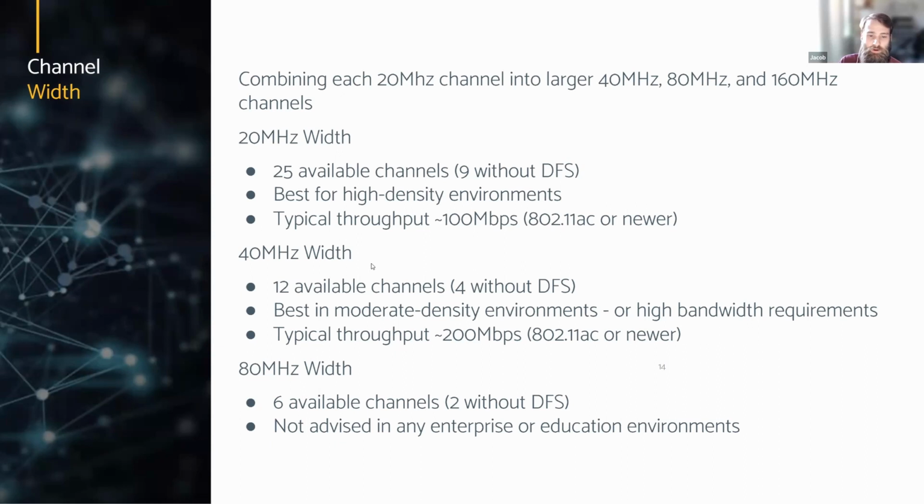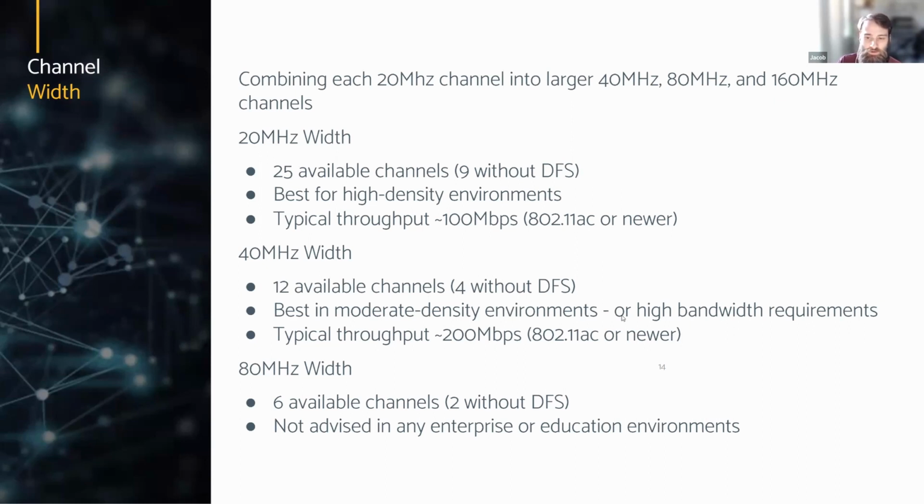All right, 40 megahertz. Now we're getting into maybe more of a moderate density deployment, or you might be in a situation where you really do need the high bandwidth. But with 40 megahertz, you essentially cut your number of channels in half, actually minus 1, so it's 12, because there's one channel that just doesn't fit with 40 megahertz on 20 megahertz. So you get 12 channels, and that's with DFS turned on. Without DFS, though, you only get 4. So if you can't run DFS, I would really suggest that you can't run 40 megahertz, to be honest, because you just don't have enough channels there.